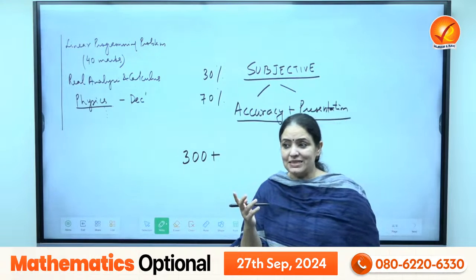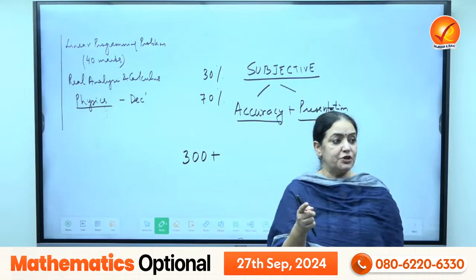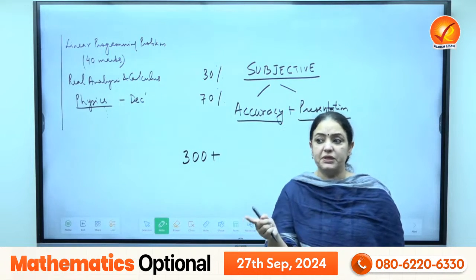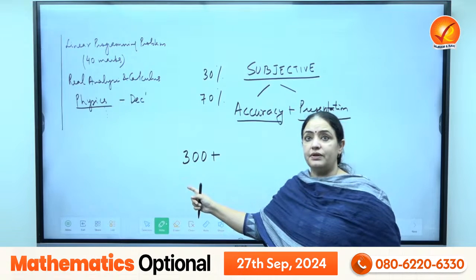So it's a competition exam. You are not trying to excel in the paper. You're trying to compete with your friends. You're trying to compete with others. So you can get 300, right?